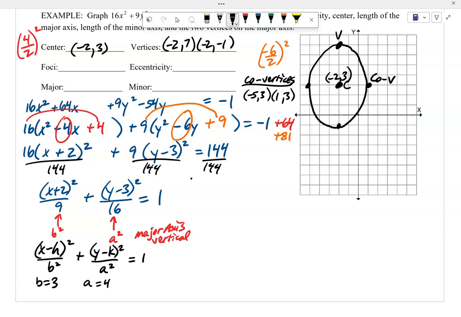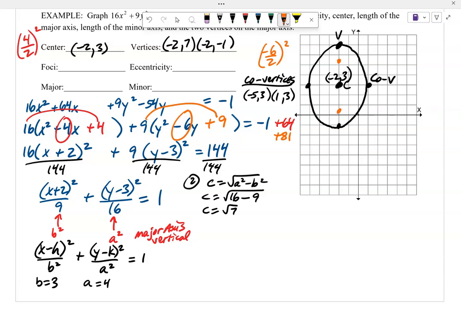My foci, let's go ahead and find our foci. Well, our c is the square root of a squared minus b squared. So my a squared is 16. I have 4 squared minus 3 squared, 9. So here's my square root of 7. And square root of 7 is like 2 point something, 2.7 something. So I'm going up 2 a little bit, down 2 a little bit.